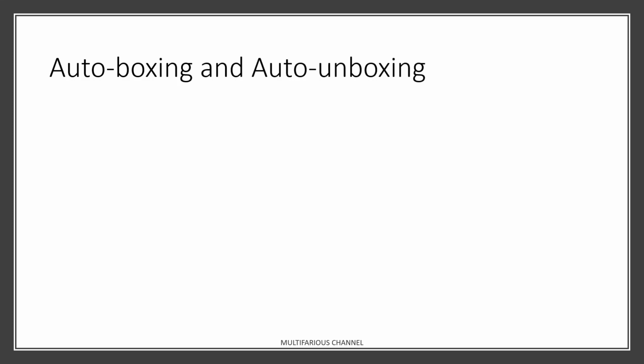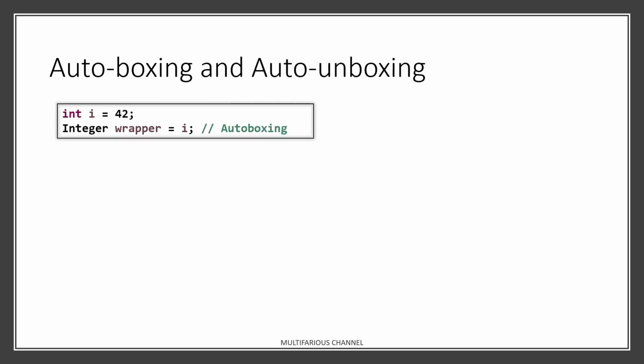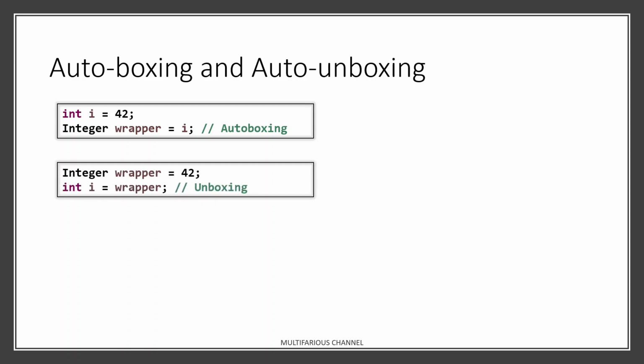For example, consider the following code: int i = 42; Integer wrapper = i. In this code, the value 42 is automatically converted to an Integer object when it is assigned to the wrapper variable. This is an example of autoboxing. Unboxing is the opposite of autoboxing. It is the automatic conversion of wrapper class value to its corresponding primitive type value. So consider the example: Integer wrapper = 42; int i = wrapper. In this code, the Integer object 42 is automatically converted to an int value when it is assigned to the variable i. This is an example of unboxing.